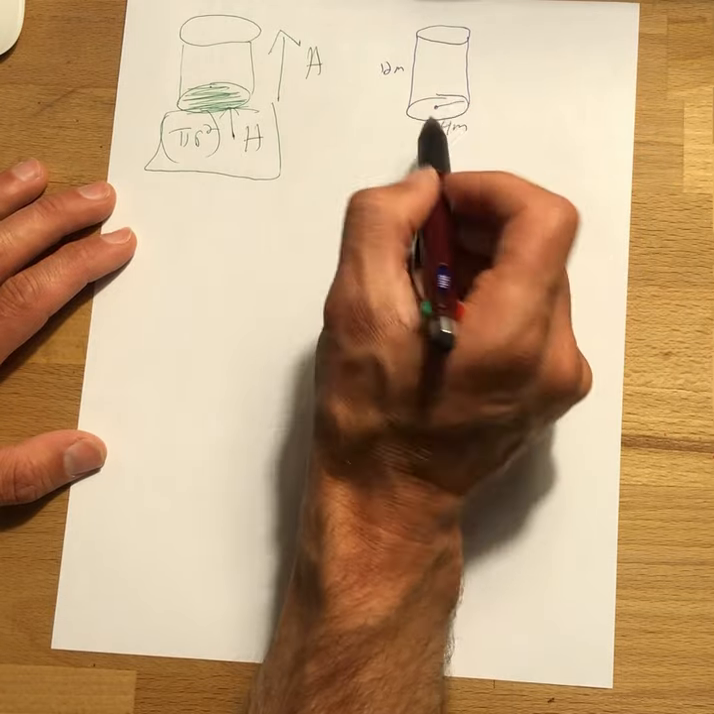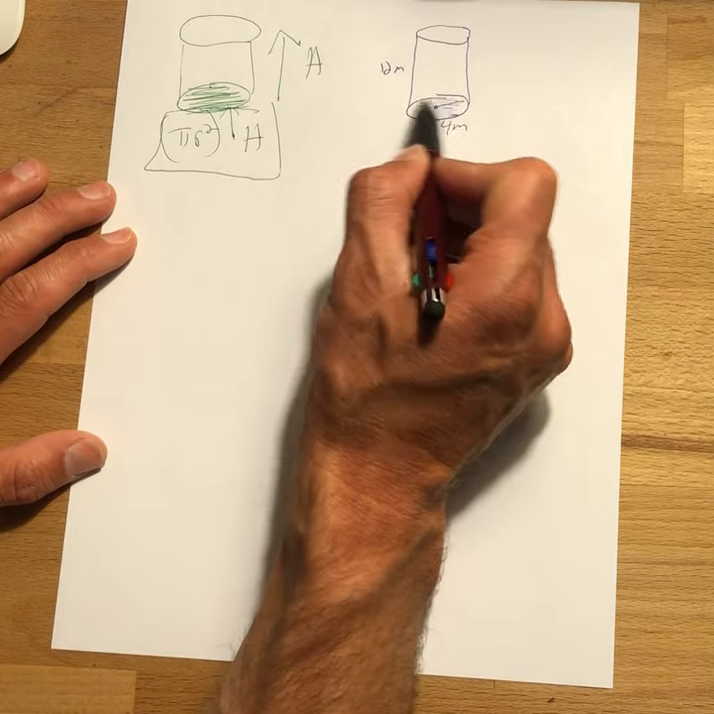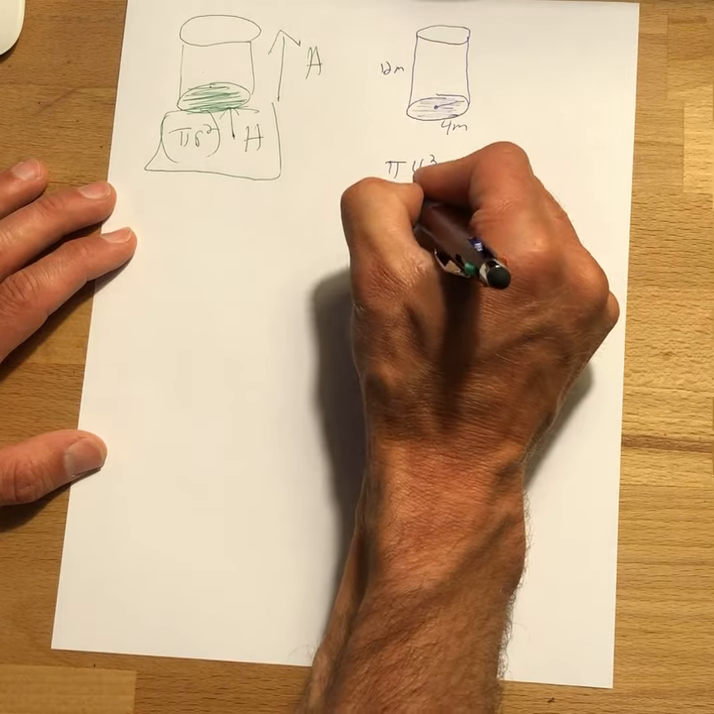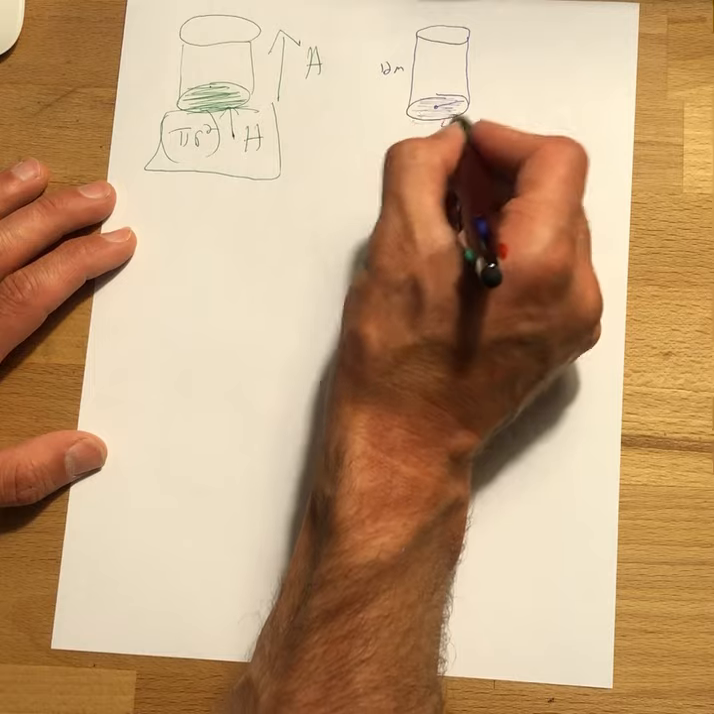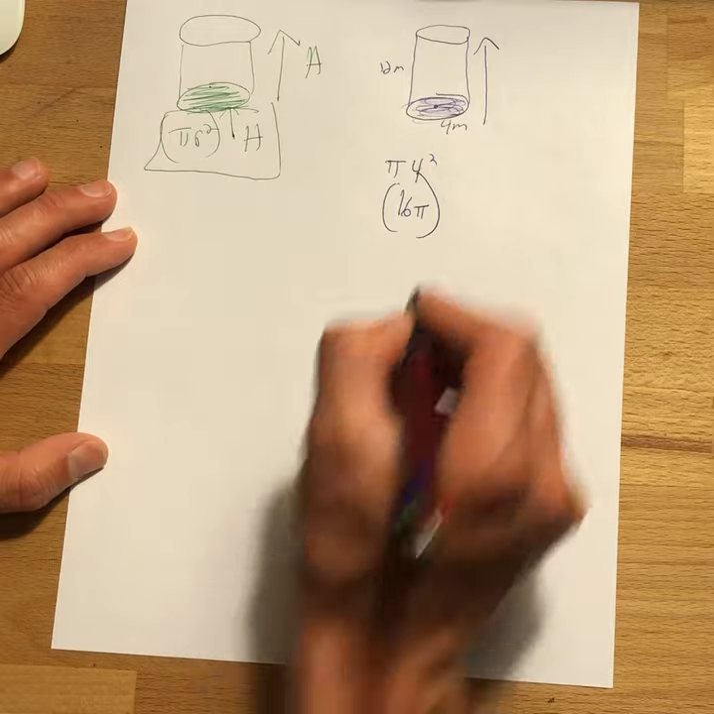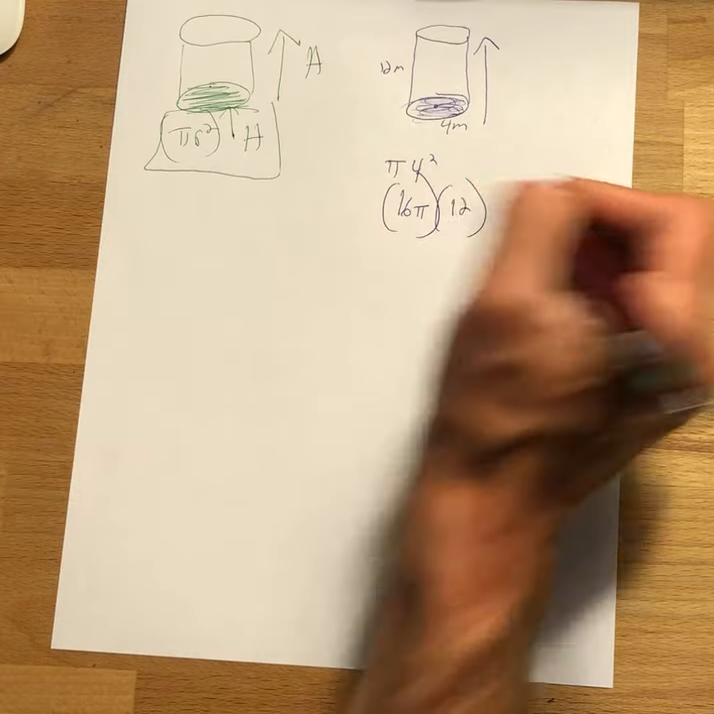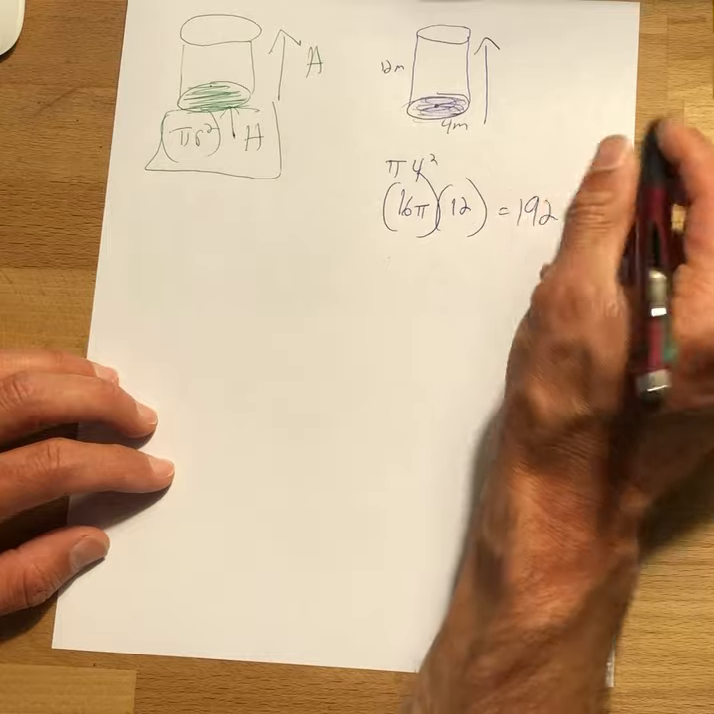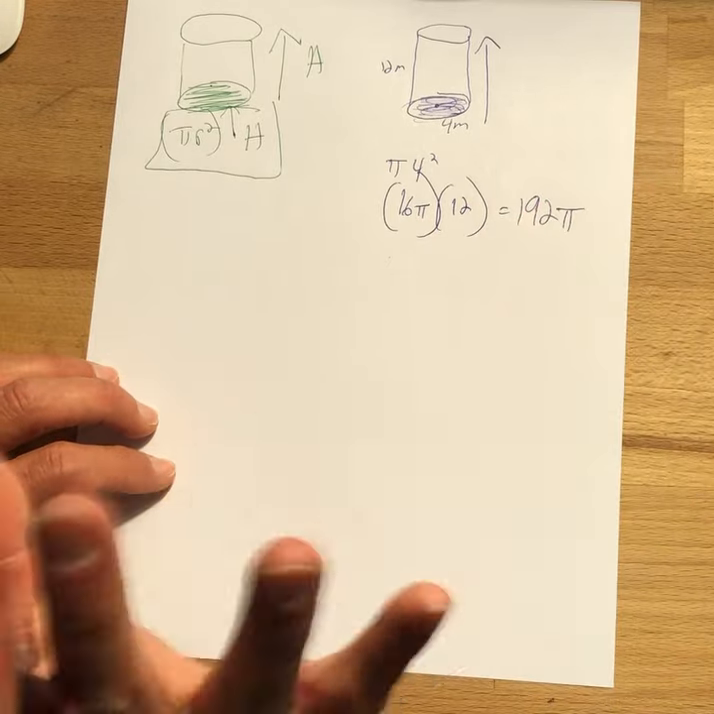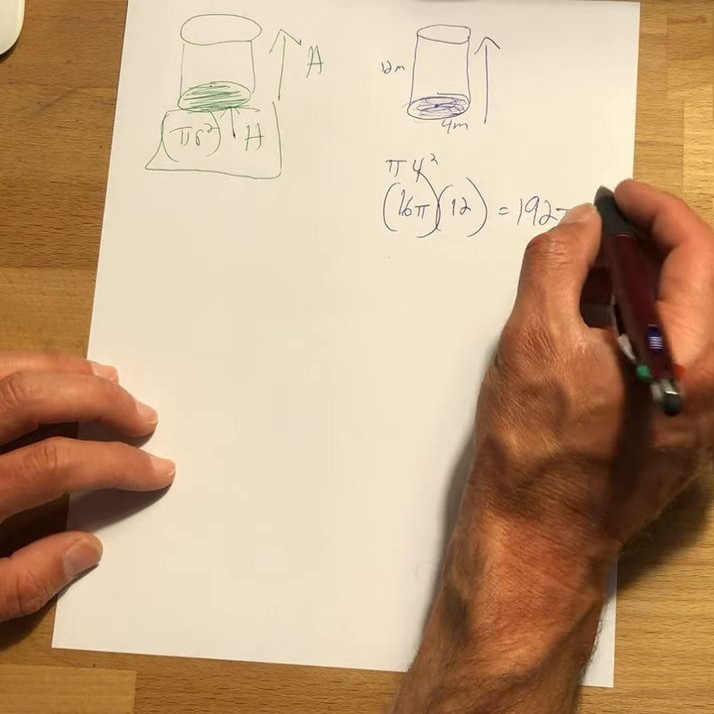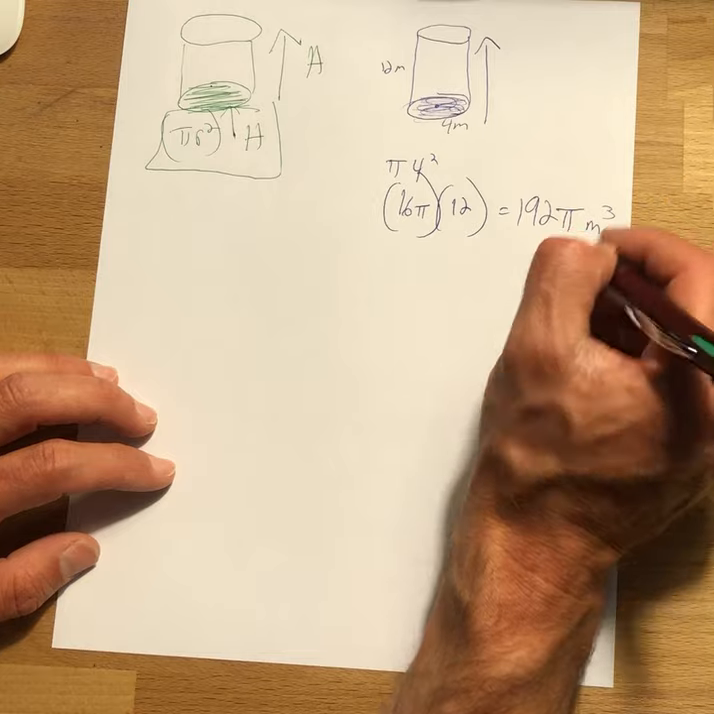Okay, they want you to find the volume, which is the area of the base, which is, remember, pi times r squared, which is going to give you 16 pi. That's the area of this base times how tall it is, which is 12 meters. So 16 times 12 is going to give me 192. Don't forget that pi. Leave the pi in there unless they want you to multiply it in. 192 pi meters cubed.